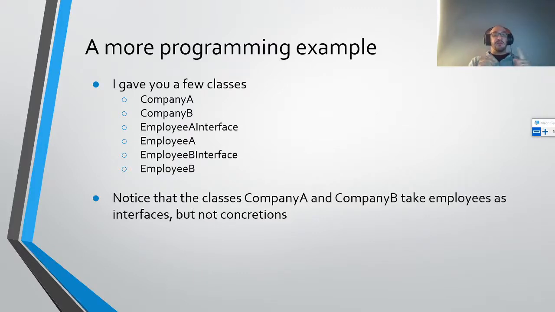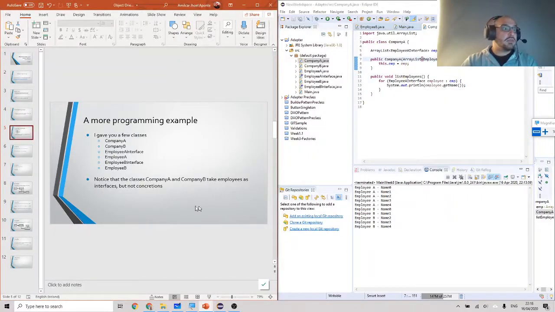So company A talks to the employee A interfaces, and the same thing happened with company B. Company B talks to the employee B interfaces. So the code is well structured to the abstractions as opposed to the concretions. So let's take a look at this code and make sure that we actually understand what we have in there.